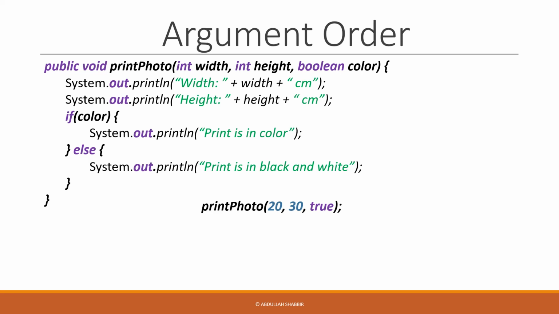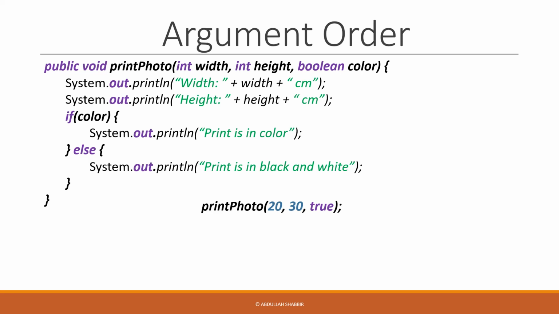We know that our first argument 20 is matched with our first parameter width. Our second argument 30 will be matched with our second parameter height. And our third argument true will be matched with our third parameter color.